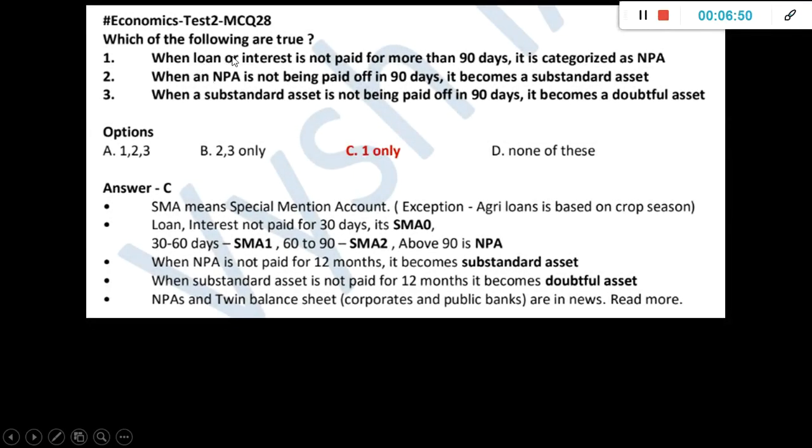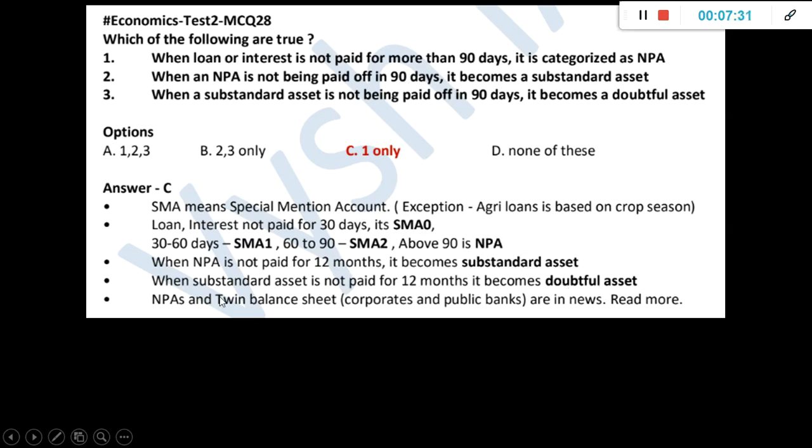So it's 1 only. If loan or interest is not paid, that is correct only. If you see basic definitions, there's something called SMA, that is special mention account. The exception is agricultural loans. If loan interest is not paid for 30 days, then it will become SMA 0. If it has become 60 days, then it is SMA 1. 90 days, SMA 2. And above 90 days, the bank will call it a non-performing asset. We gave our loan and till 90 days, no loan has come, no interest has come. So SMA 0, 1, 2 and NPA. Then for the next 12 months, here it's given 90 days, that is why it's wrong. For the next 12 months or 1 year, if it doesn't come back, then it is a substandard asset. Then again if 12 months it is not paid, then it is a doubtful asset.